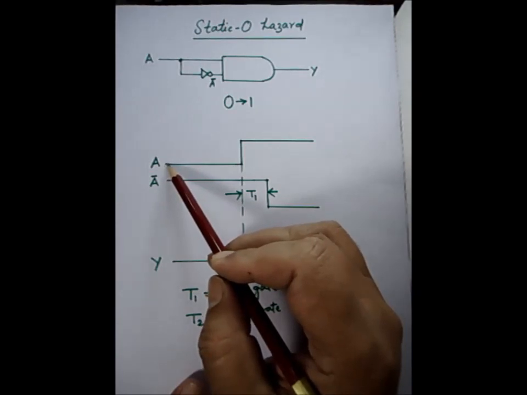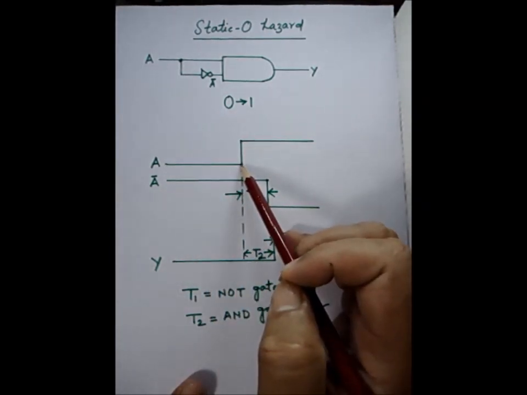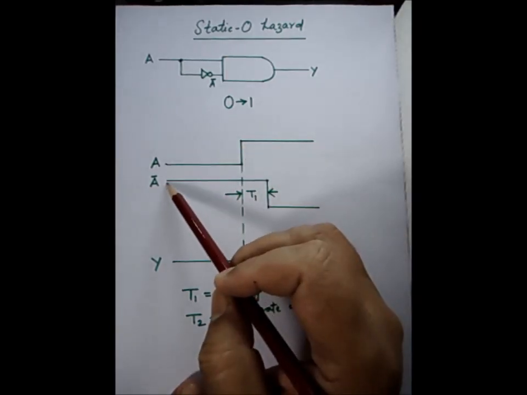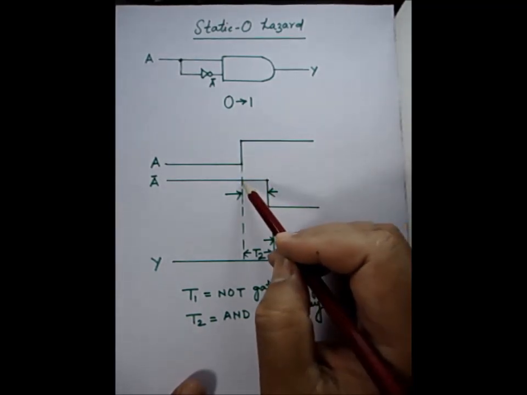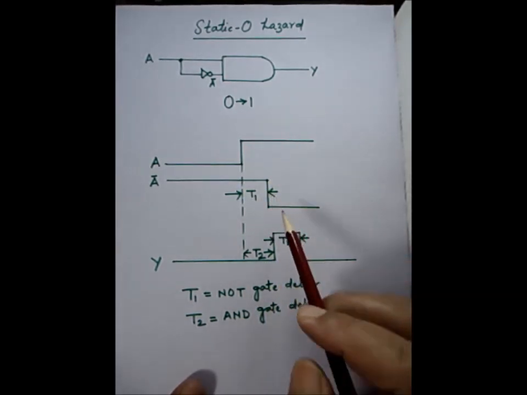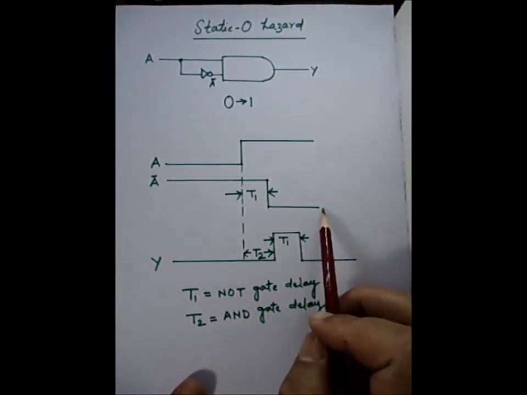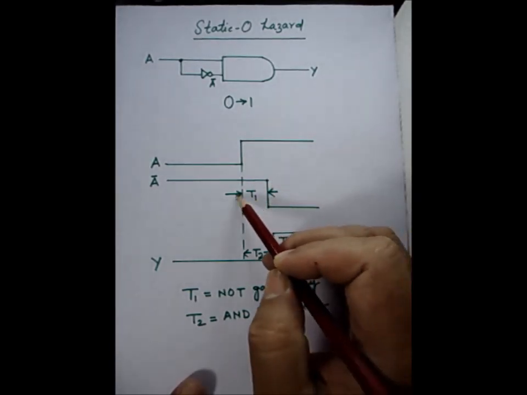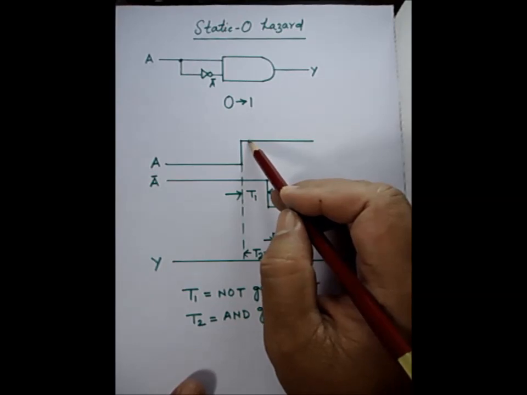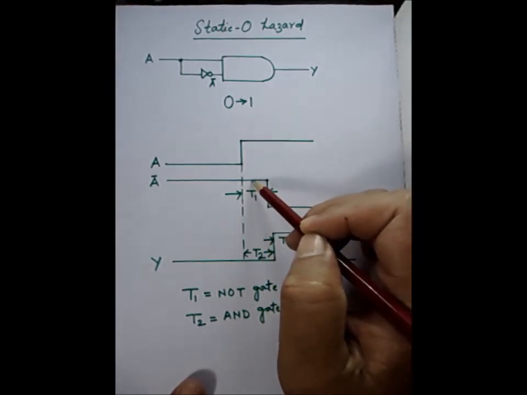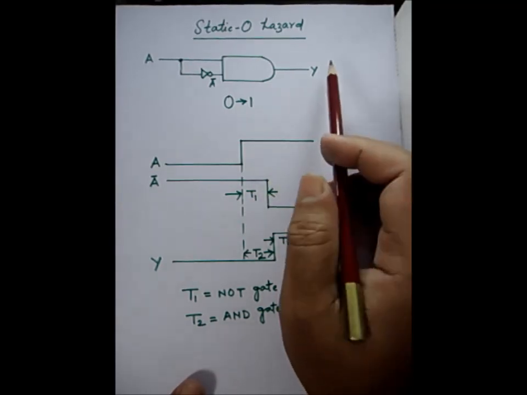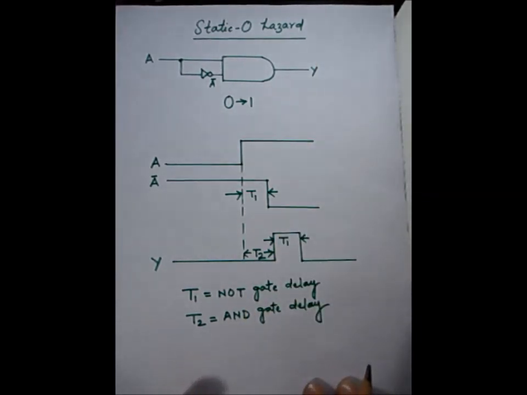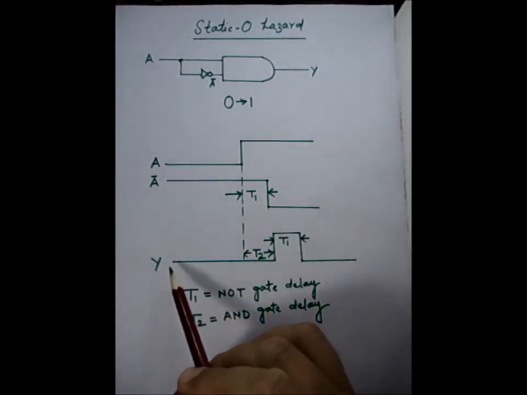Here you can see the input A changes from 0 to 1, and the complement of A does not become 0 immediately. It takes a period of time T1, and then it becomes 0. During this period T1, you can see both the input A and the complement of A are 1. Therefore, in this circuit, for a small period of time, the output becomes 1. And that is reflected in the output Y.